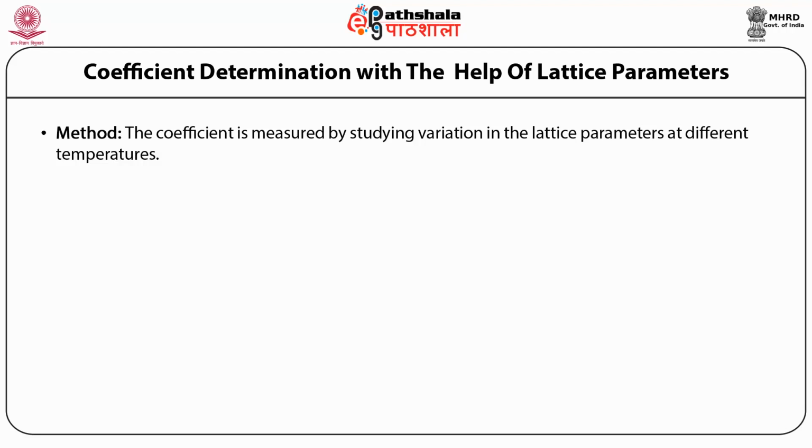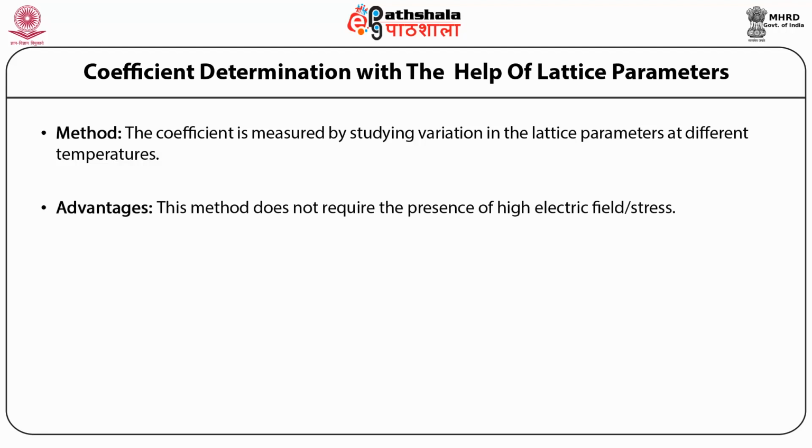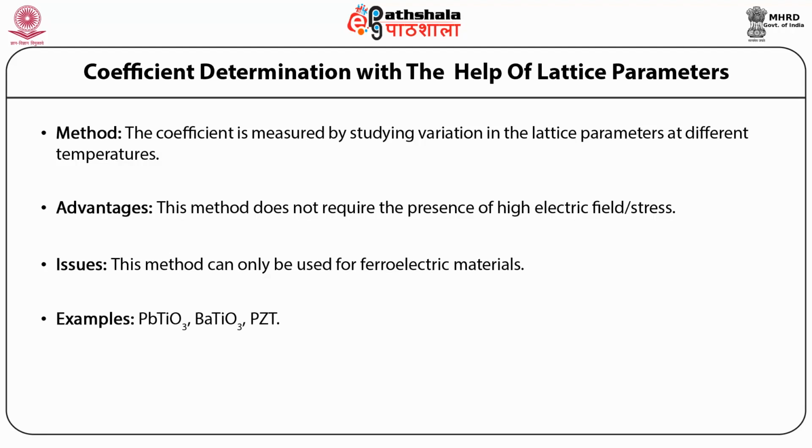Now the basic advantage of this method is that it does not require the presence of high electric field or stress. But the main issue with this method is that it can be used only for ferroelectric materials. For example, lead titanate, barium titanate, and lead zirconium titanate, that is PZT.